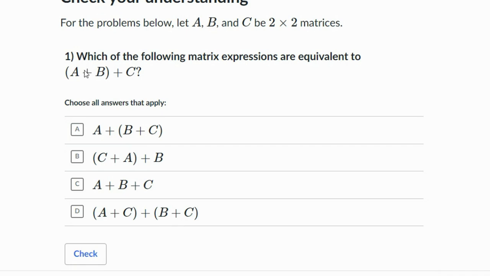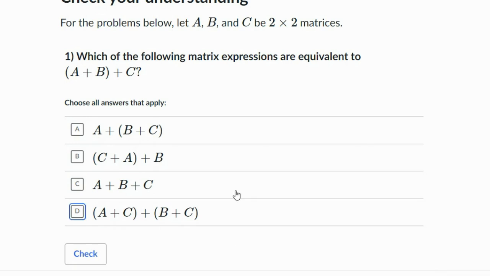The parentheses are solved first. Like in this one up here, you would add A plus B, and then you would add C to it. In this one, we'd add C plus B first, and then add A to it. This we'd add C plus A, and then add B to it. This we just add them in order. And then this is add A and C together, and add B and C together, and then add those together.